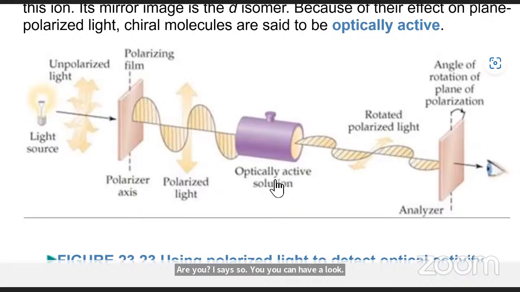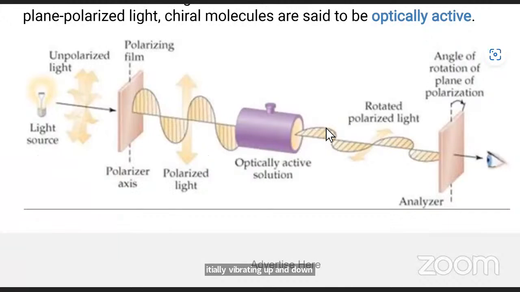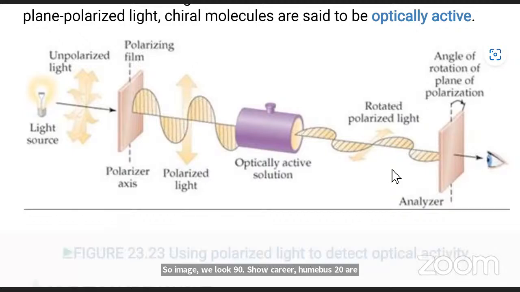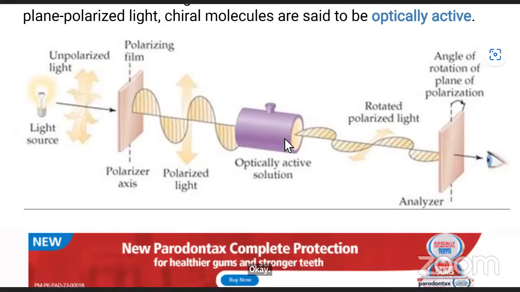So there's an optically active solution. Particles initially vibrating up and down, and then when they pass through it, they start vibrating in a different direction, at a different angle, sideways, horizontal, vertical. Sir, the image shows 90, do we only have to remember 20? No, you don't have to remember 20 or anything. You just have to know that the two enantiomers will rotate the plane of polarization in opposite directions with an equal angle. If one of them rotates 90 degrees to the right, the other rotates 90 degrees to the left.